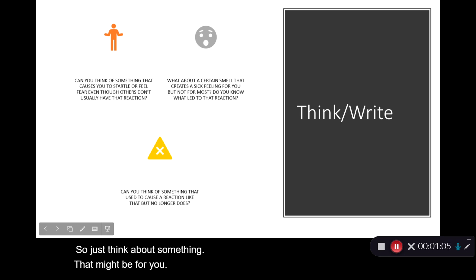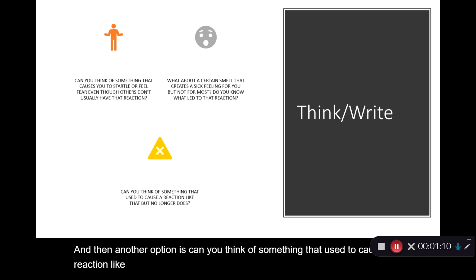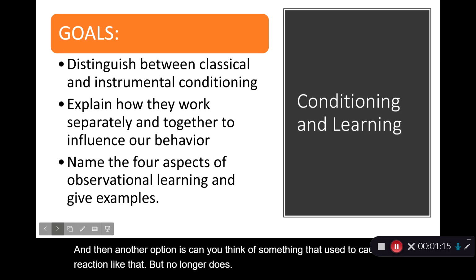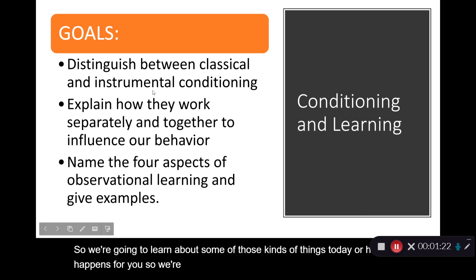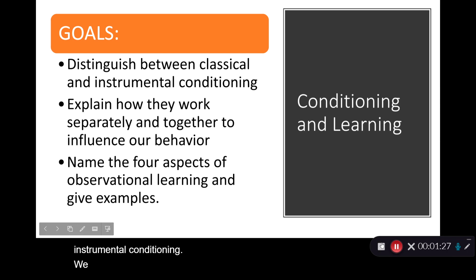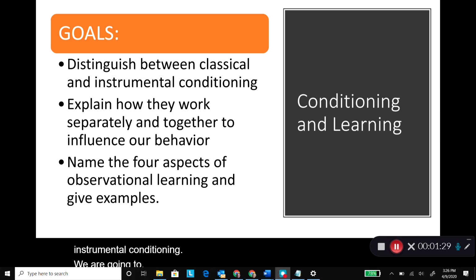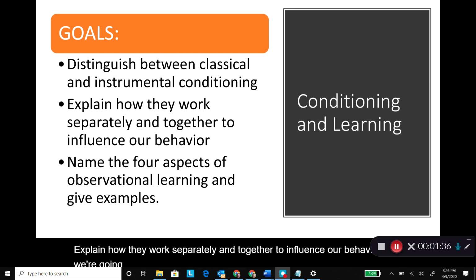And then another option is, can you think of something that used to cause a reaction like that, but no longer does? So we're going to learn about some of those kinds of things today, or how that happens for you. We're going to distinguish between classical and instrumental conditioning, explain how they work separately and together to influence our behavior, and name the 4 aspects of observational learning and give examples.